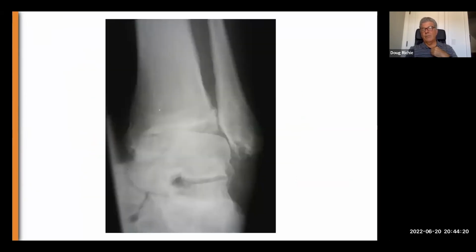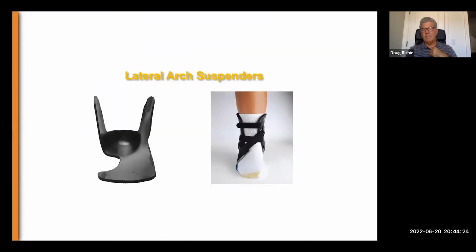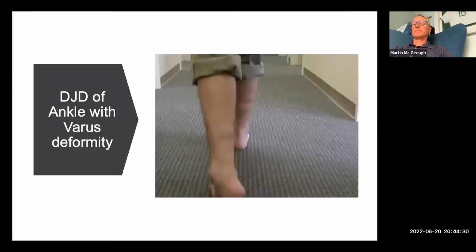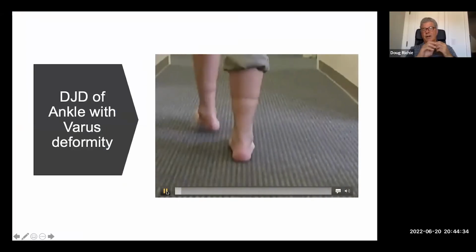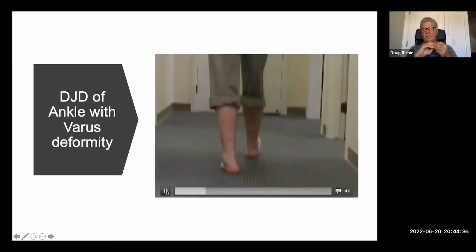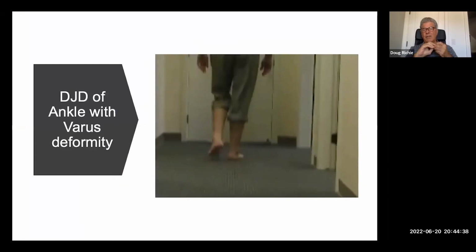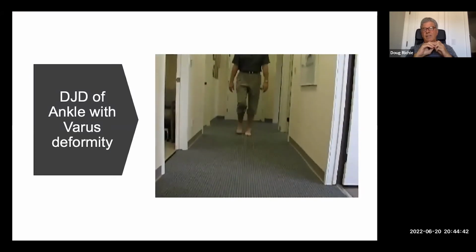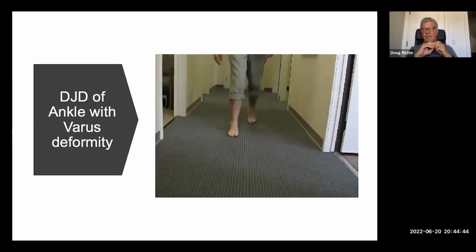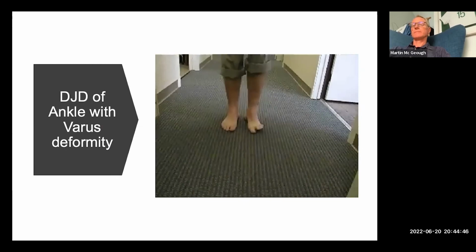And we can also move the talus into valgus by applying a lateral arch suspender. So we're going to bring everything we can to bear to decompress that ankle joint. So here is that patient whose x-ray you just saw. He's getting all of his pain medially on the ankle because of the varus deformity of the ankle and significant compression of the medial aspect of the talar dome.